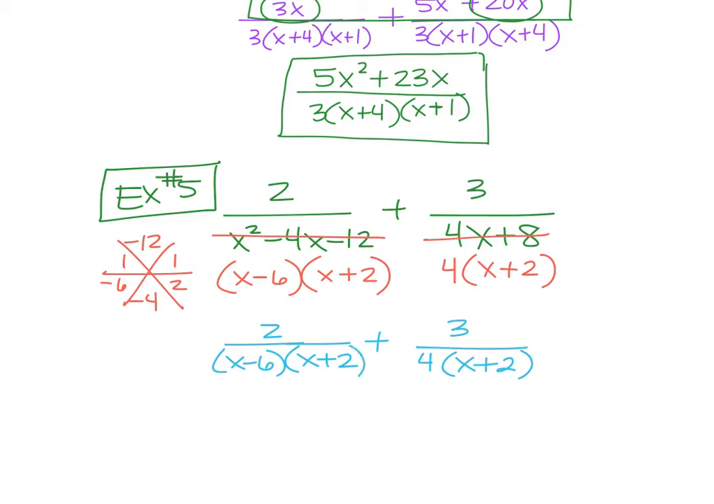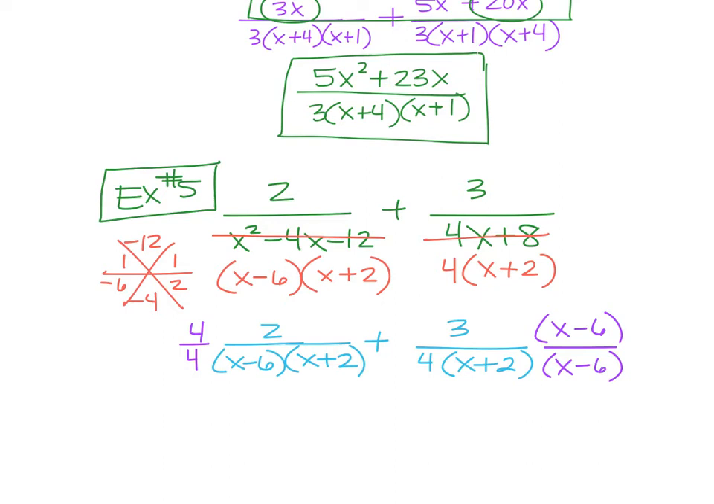Okay. What's your common denominator going to be? Because that's your next step, right? Find the common denominator. 4 times x minus 6 times x plus 2. You need every one of those represented. And if you already have an x plus 2 in both, don't add another x plus 2, right? We already have that in both. So this left side, we need to multiply by 4 over 4. And the right side, we need to multiply by what? X minus 6 over x minus 6.